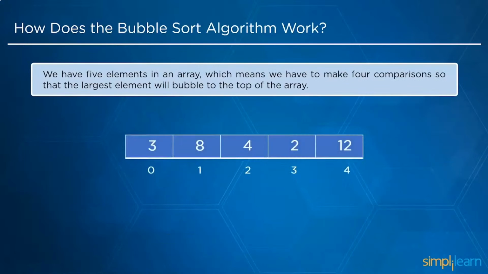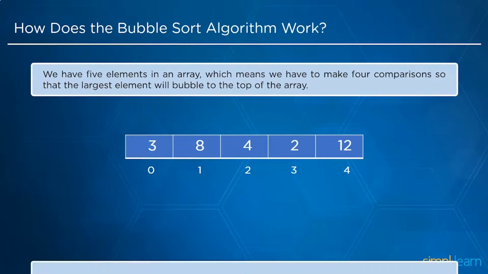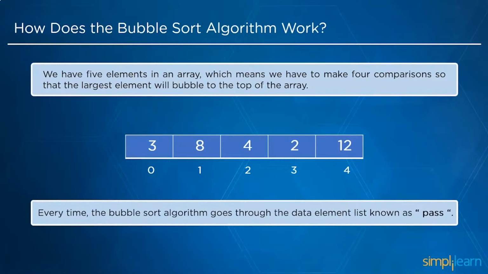The example on my screen consists of 5 elements. According to the bubble sort algorithm logic, we need 4 iterations to sort all the elements in the ascending order or in descending order. The elements in the array are as follows. They are 3, 8, 4, 2 and 12. So in this array, the index begins with 0 and ends with 4. And each time, the bubble sort algorithm goes through the data element list and it is known as a pass.